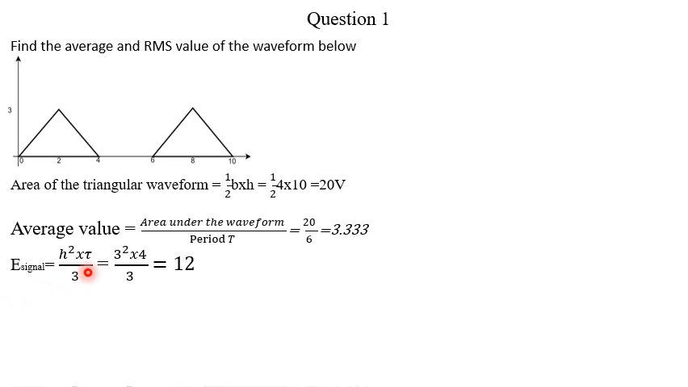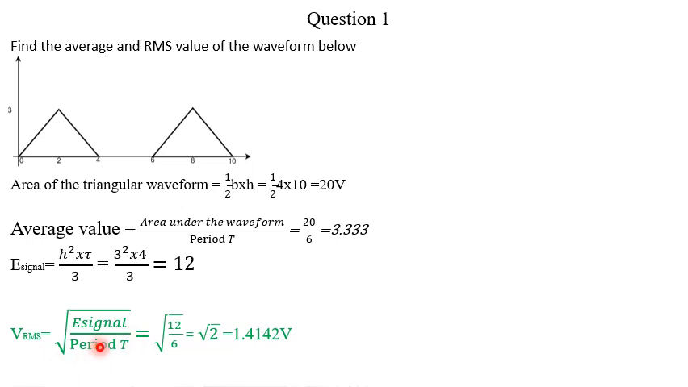The RMS value will now be the square root of the energy of the signal divided by the period. So it will be our 12 divided by our total period, 6, which equals the square root of 2. So we get our VRMS as 1.41 volts. This is how we calculate the RMS value of a triangular waveform.